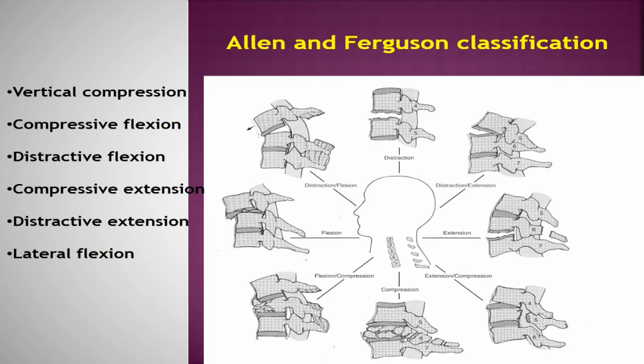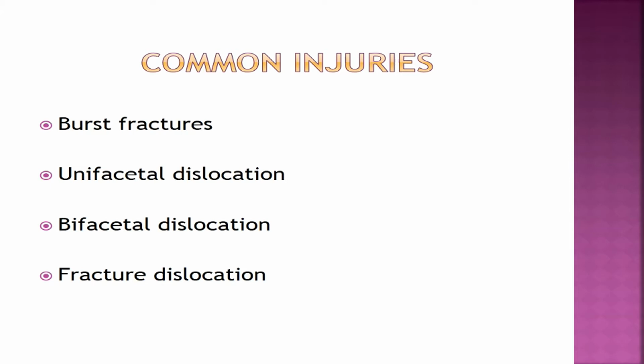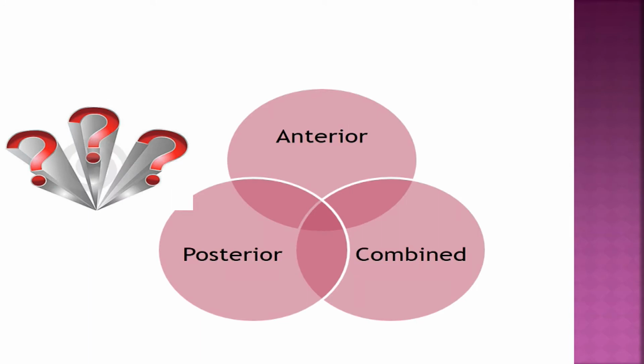The most common classification, even till now, is the Allen Ferguson classification, which divides the fractures into 6 common types, depending upon the position of the head and the direction of the force applied. But I will be discussing the most common subaxial injuries, the burst fractures, the uni and bifacet dislocations and the fracture dislocations, and certain aspects regarding skeletal management, not taking into account the spinal cord injury of the patient. The question is always when to go anterior, when to go posterior, and when to go combined.